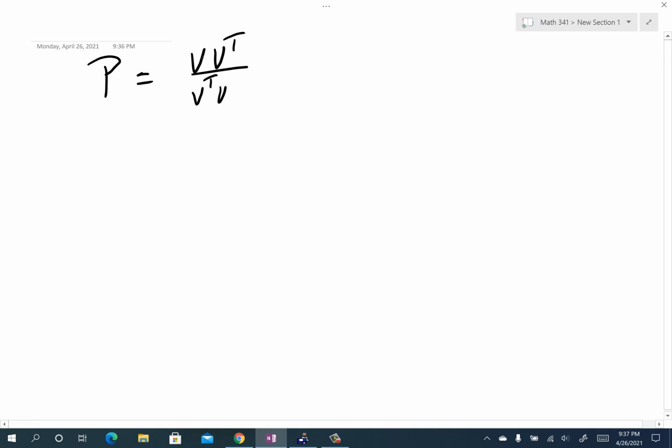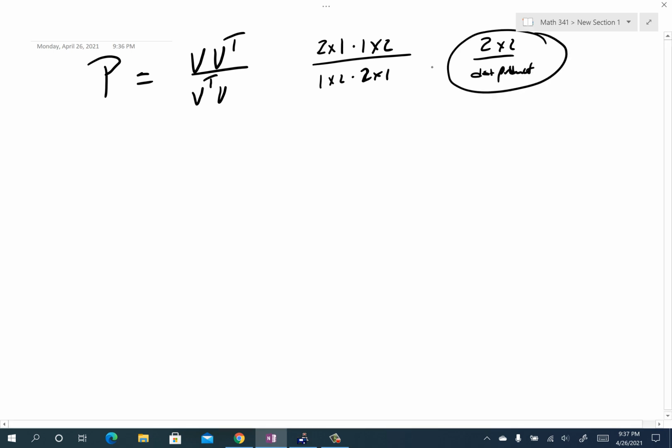These are vectors. So this is a 2 by 1 times a 1 by 2. That's going to give me a 2 by 2. That's, in other words, a matrix on top. On the bottom, it's a 1 by 2 times a 2 by 1. This is a dot product on the bottom. In other words, it's a scalar. Meaning I'm going to be left with a projection matrix.